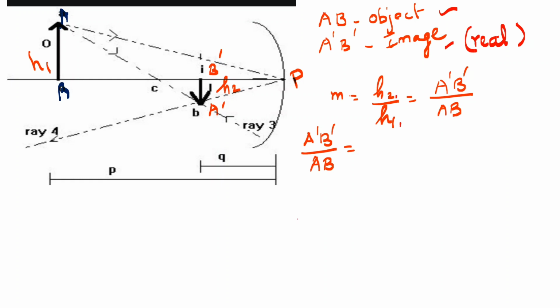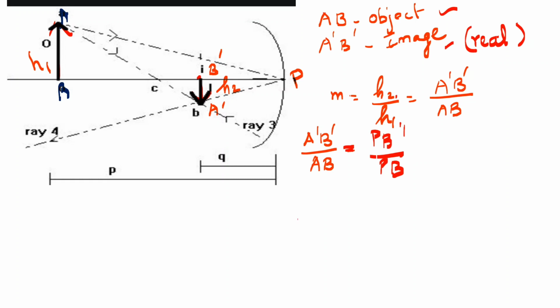Here h2 is A dash B dash. This is the height of the image. So A dash B dash divided by AB, where AB is the height of the object. Even in the previous expression we have seen, from the point of similar triangles we can get it. We can compare the ratio of the corresponding sides. So this is equal to PB dash divided by PB.